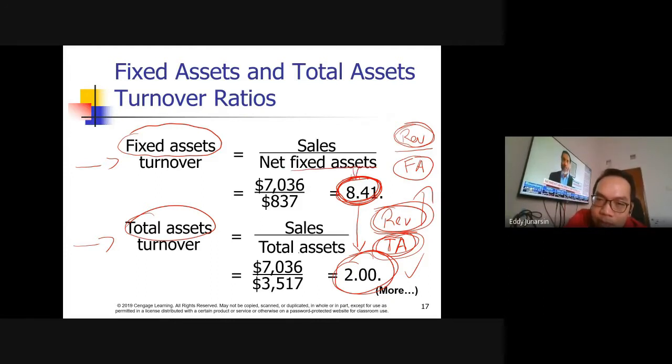But when we divide sales or revenues by total assets, we only get 2. It means that... what's happening here? It means that the company has a lot of what? Current assets. That's right. Current assets, you can imagine, right? Because the total assets comprise current assets and fixed assets. So when we divide sales by fixed assets, you get 8.4. But when you divide it by total assets, you get only 2. So the symptom tells us that the company is holding a lot of current assets. It's very fat in current assets.